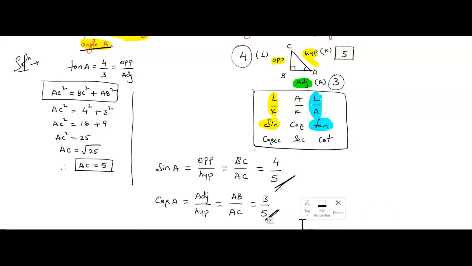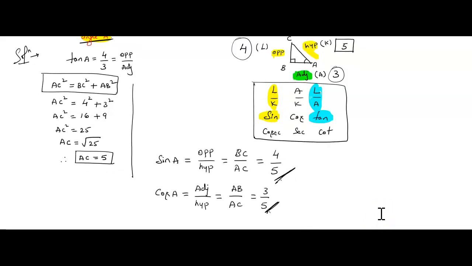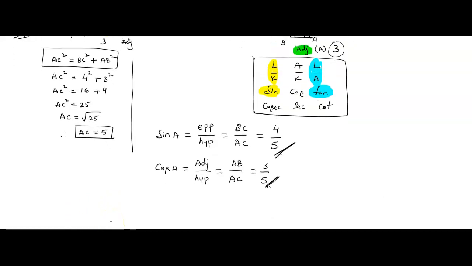And similarly, coming back to the next step. Now what we need to calculate, children? We need to calculate tan A. So what is tan A? Tan means L by A. L means opposite, A means adjacent. Which is the opposite side in the triangle? That is BC, and adjacent is AB. Now how much is BC? BC is 4 and AB is 3. That's nothing but 4 by 3.